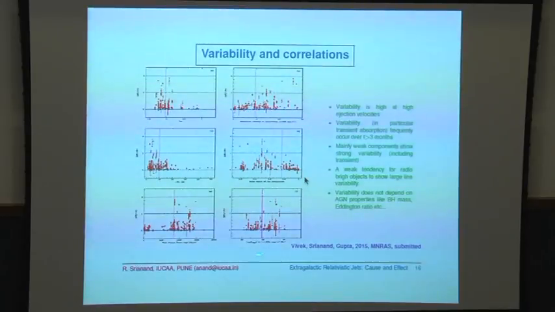So the last bit is the same thing plotted in different units, but the thing to carry is here. Variability is high at high ejection velocities. Variabilities occur over a characteristic time scale of 3 months. This is another quantity which is very important.